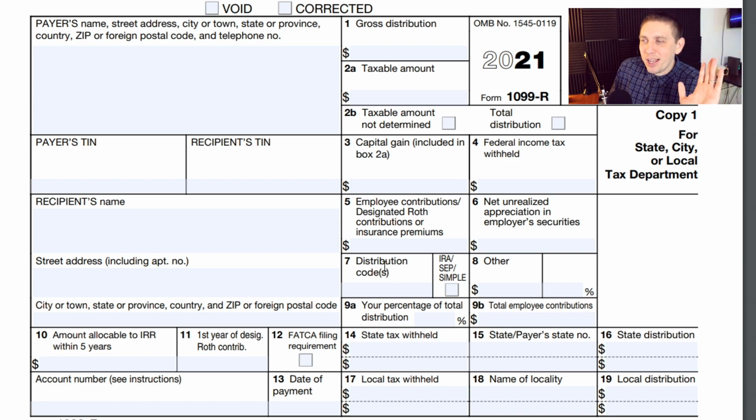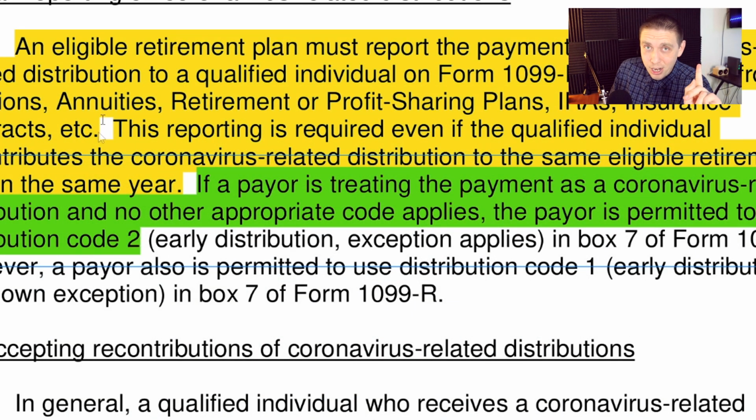So the IRS is saying in box 7, where it says codes, it's going to be, I believe, though I'm not 100% sure on this, distribution code 2, which stands for early distribution, which it is for many people, because if they're under 59.5, that's what an early distribution is. But exceptions apply, and the exception, of course, is this CARES Act with the COVID hardship and things like that. Lastly, it says, however, a payer is also permitted to use distribution code 1, early distribution, no known exception, in box 7 of Form 1099-R.